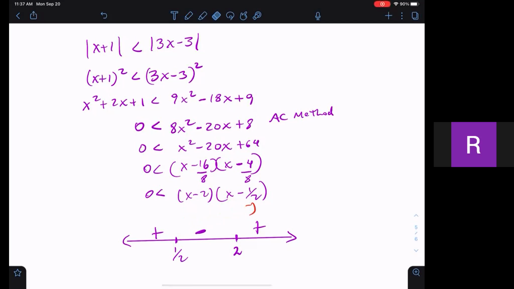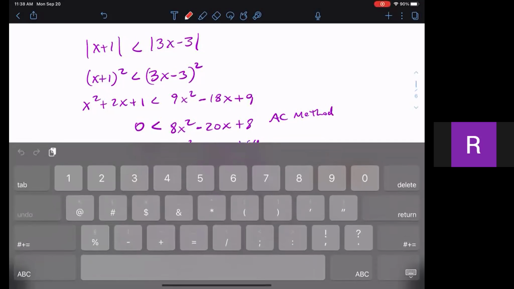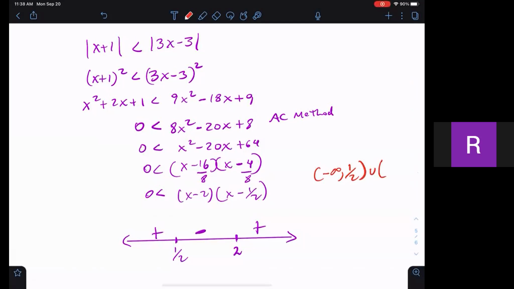Positive, negative, positive. Now you want the intervals which are greater than 0. So you put negative infinity to 1/2, not including 1/2 because they don't have the little thing here, right? And in this case, you have to put union, well, the other interval which is positive, right? 2 to infinity. And that's it. That's how you do that. Okay? That's how you do that. So make sure that you know how to do this.